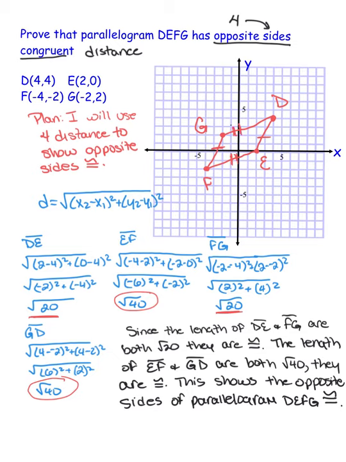And my conclusion, I wrote since the lengths of DE and FG are both radical 20, they are congruent. The lengths of EF and GD are both radical 40, they are congruent. This shows the opposite sides of parallelogram DEFG are congruent.